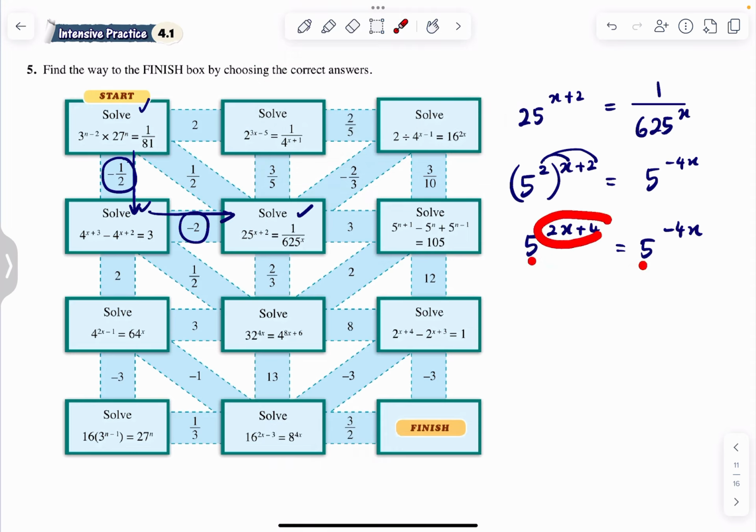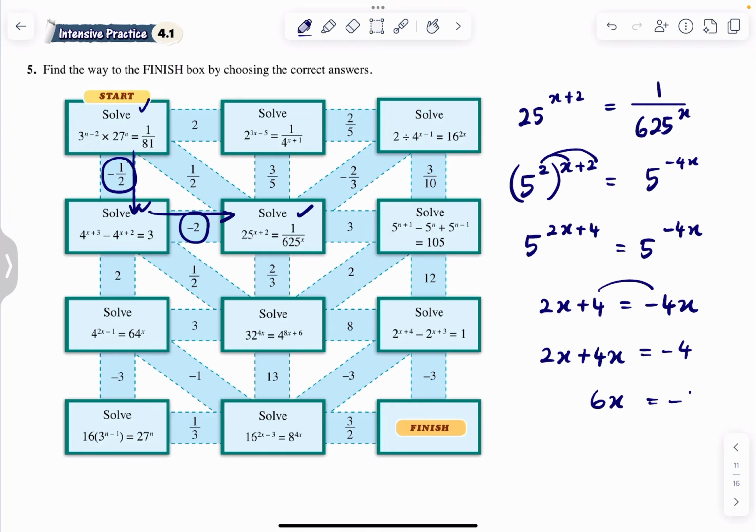We can compare the power. So 2x plus 4 is negative 4x. So negative 4 we bring over this side. 2x plus 4x, the 4 we bring the other side. So 6x is negative 4. Therefore x is negative 4 over 6, negative 2 over 3. So negative 2 over 3 is this. So now we go up here.